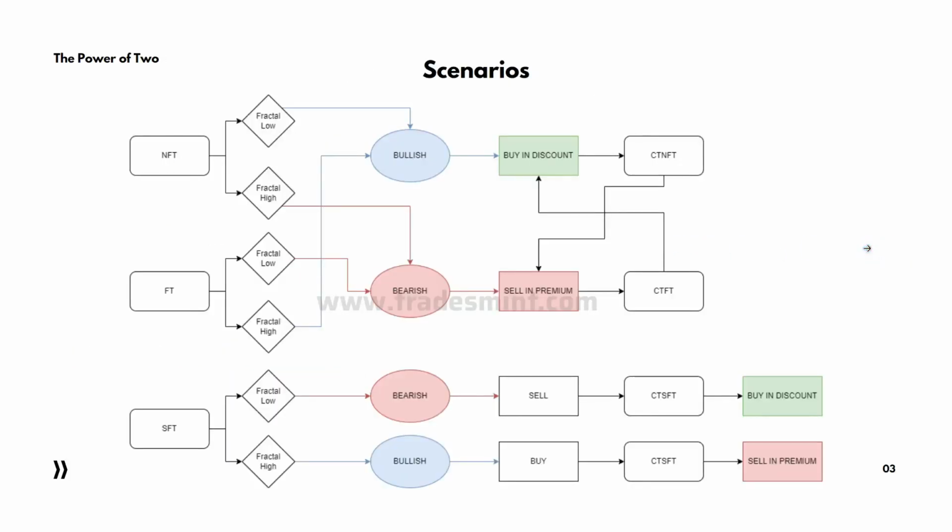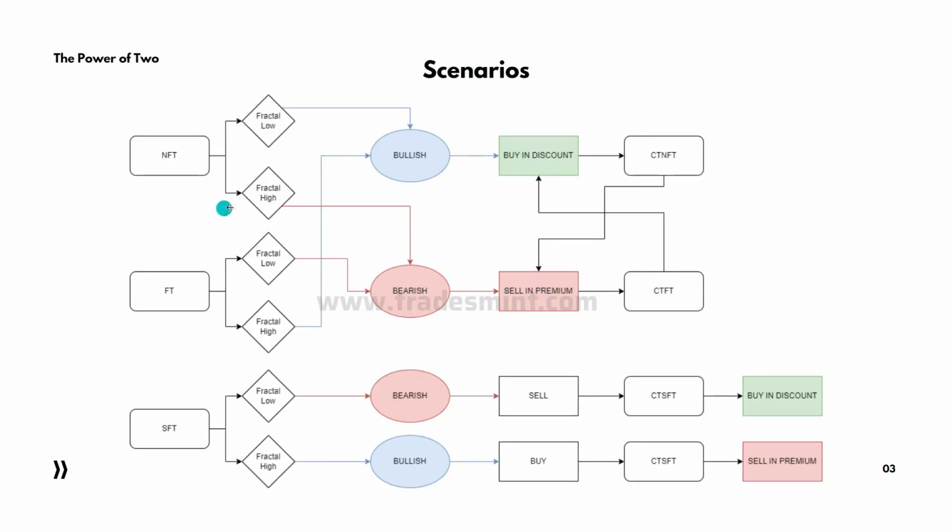So here we have a brief and quite informative scenario list of each scenario and how they can play out. Let's start from the left. We have an NFT. Is it on a fractal low or a fractal high? If it's on a fractal low, it's a bullish market, therefore we buy in discount, but we can capitalize on counter trend NFTs. That means we sell in premium.